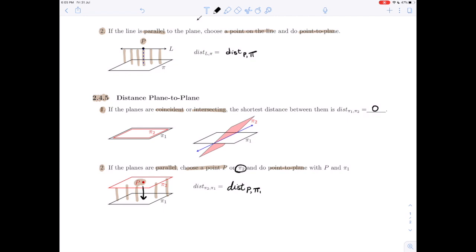So that is it for the distances between our objects, points, lines, and planes, and closest points between them in three-dimensional space. In the next and last subsection of the chapter, we will talk about how to find the intersection of these geometric objects.